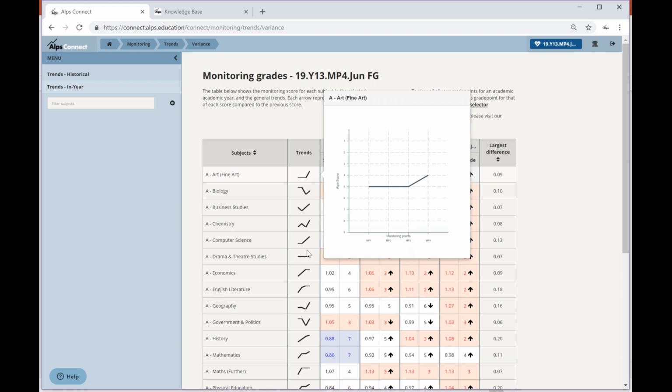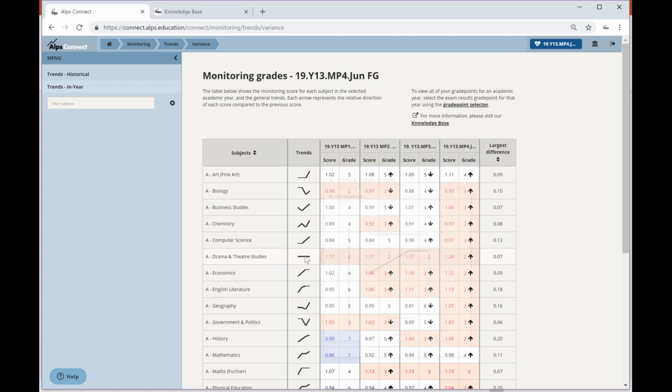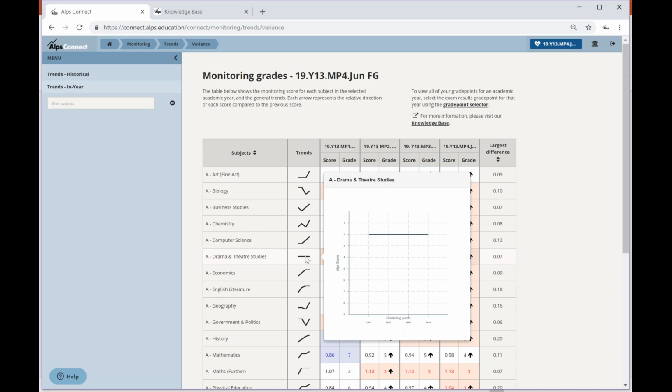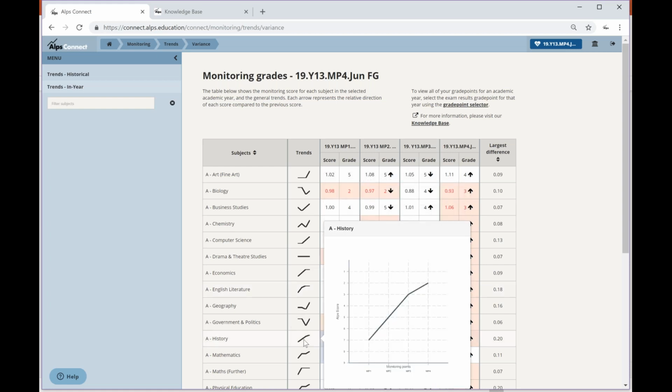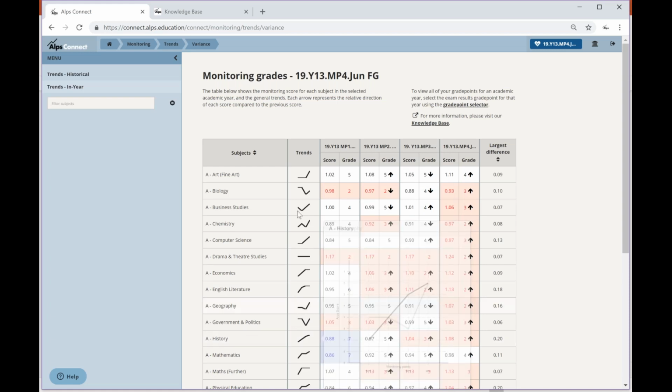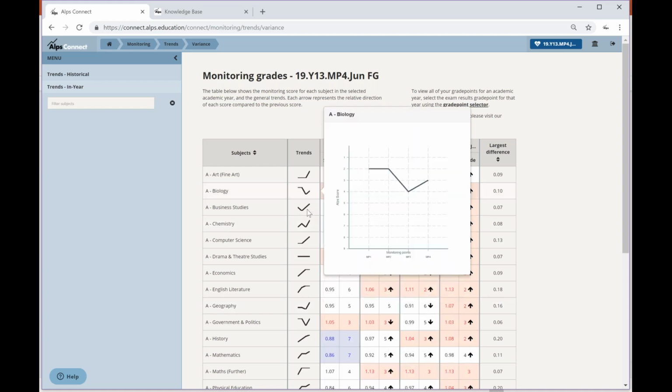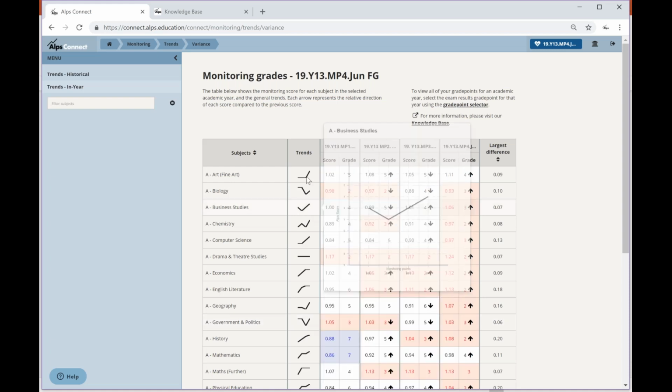So what you're really looking for is a graph like the drama department have got, which is a nice straight line, because if their predicting accuracy is spot on, then there shouldn't be an awful lot of movement, unless, of course, going back to history, they are having massive impact with their interventions, and that is actually a realistic increased line. Biology, on the other hand, is a little bit all over the place, and government and politics, you can see. So it's quite a nice little tool to show that trend line.